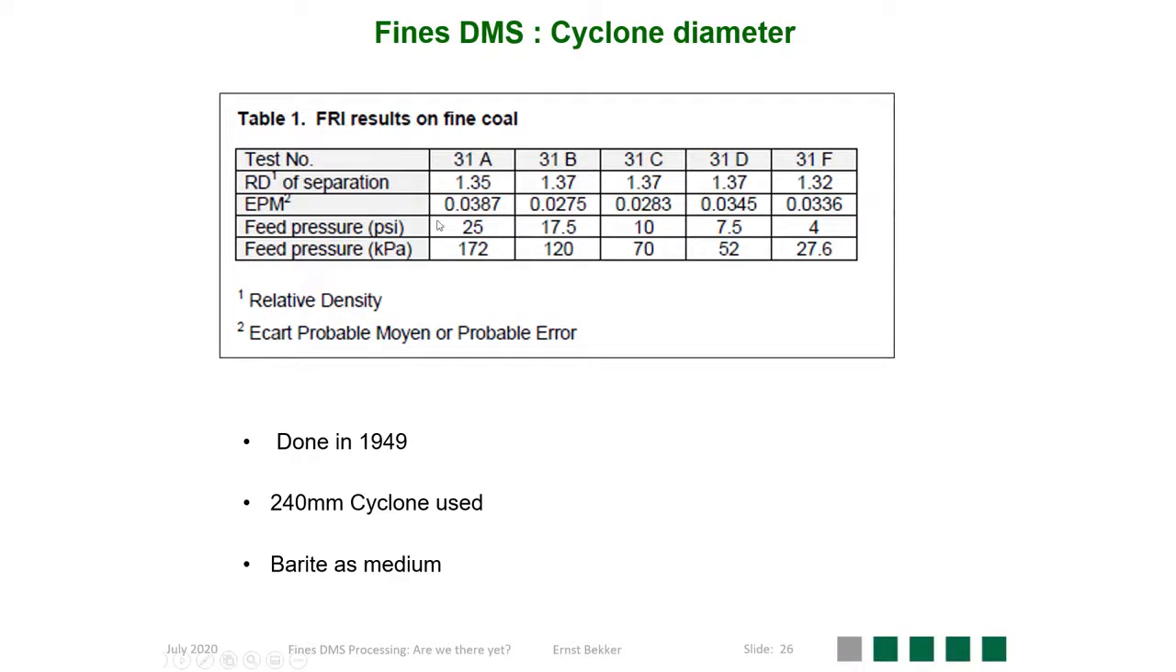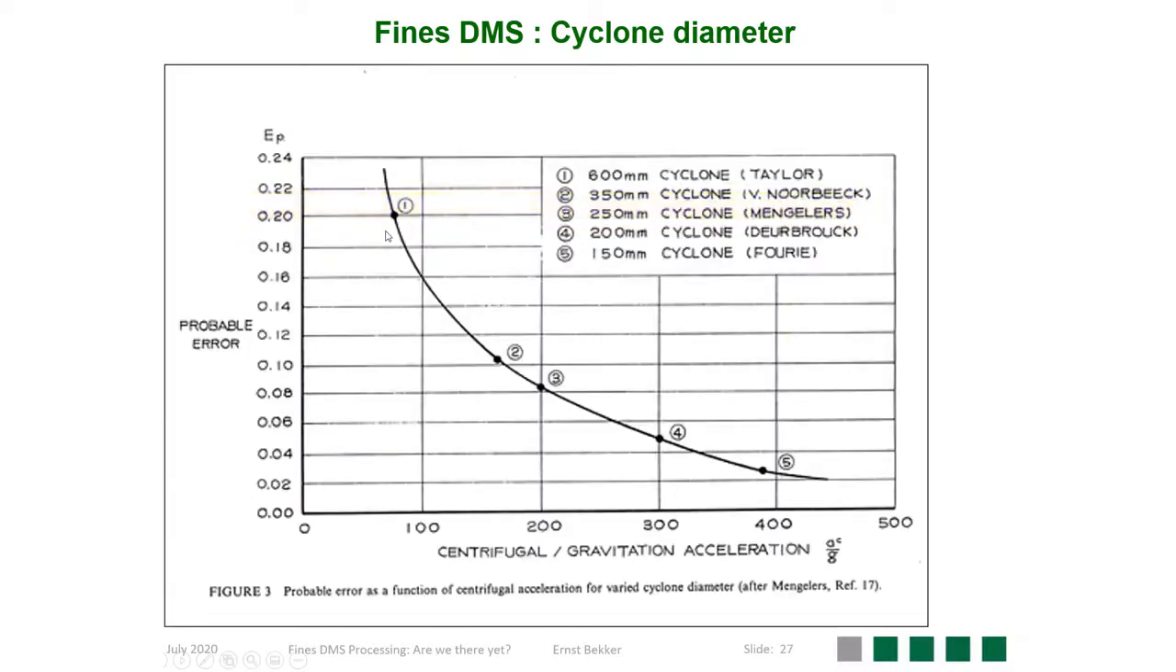Next topic is the question about cyclone diameter. The Fuel Research Institute results were produced on a 240 mm cyclone. As you can see, EPM values were quite good. Over the years, different tests revealed that as the cyclone diameter becomes smaller, the EPM values become lower. So the trend is to use small diameter cyclones when you want to treat fine material, because that is where the best EPM values are being achieved.